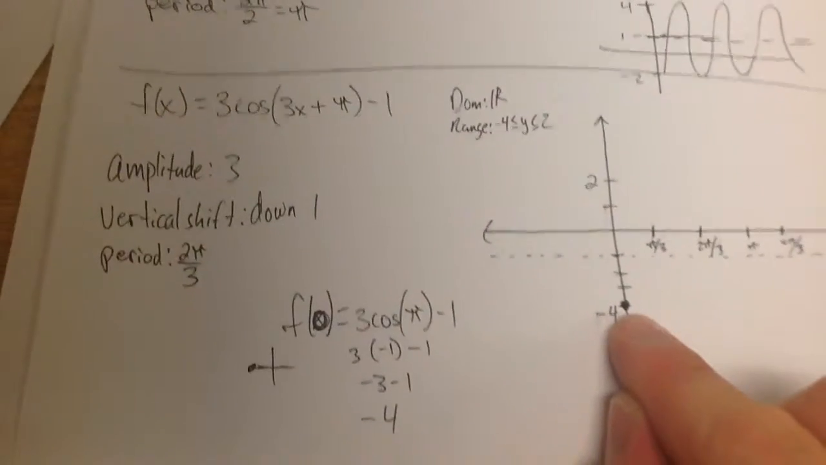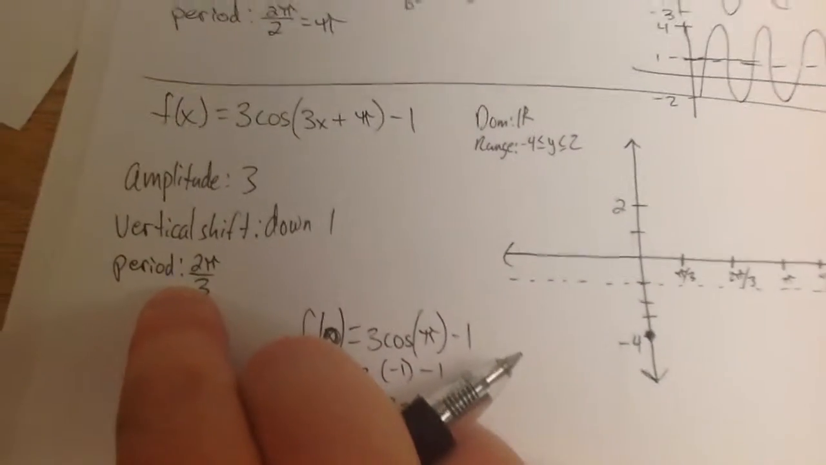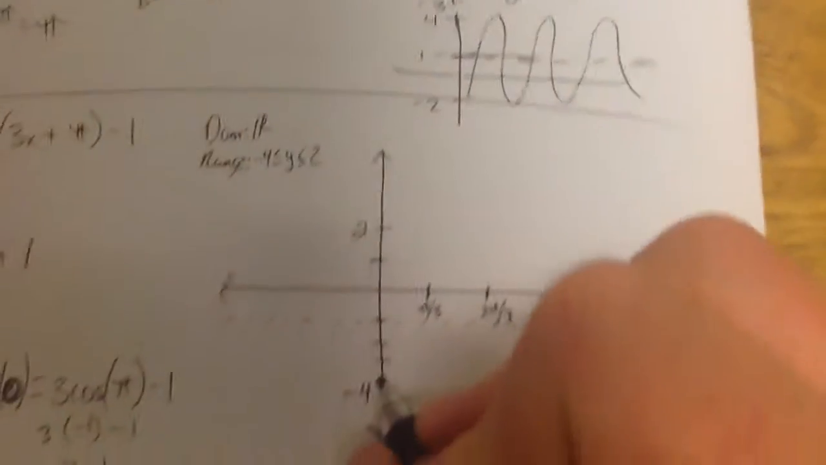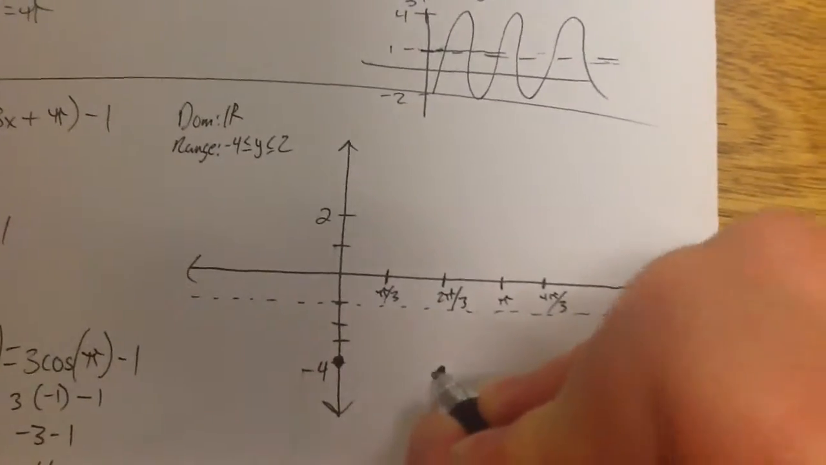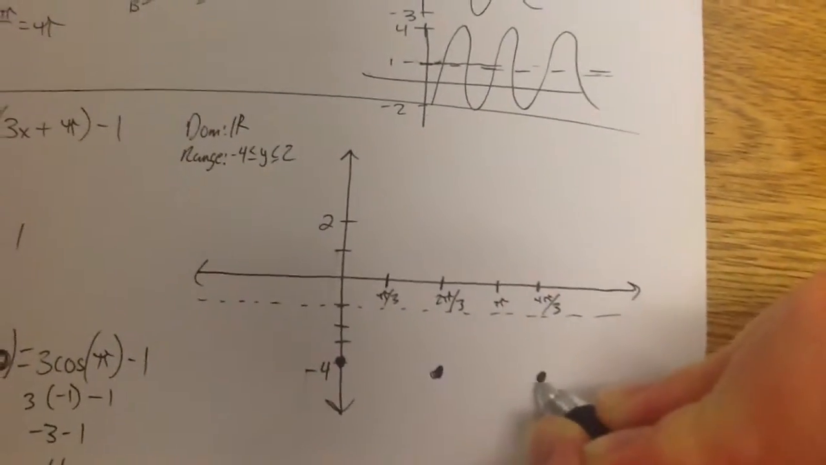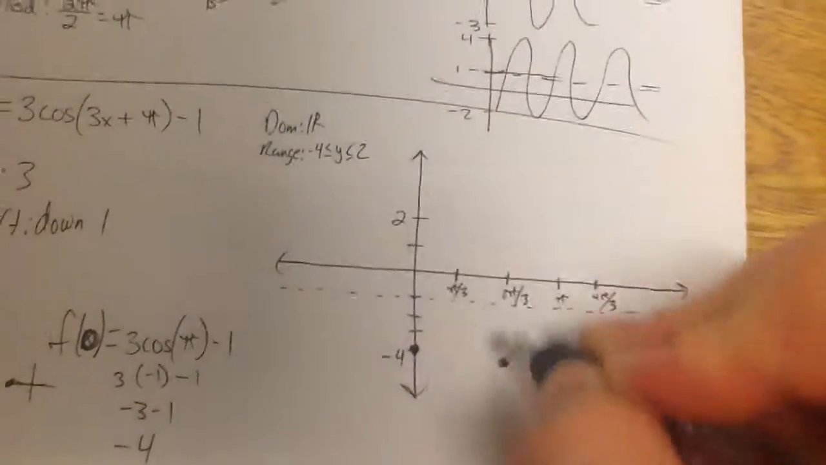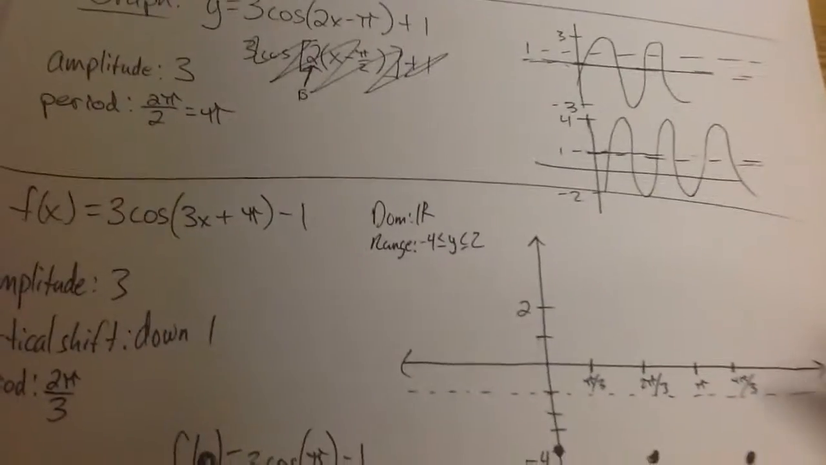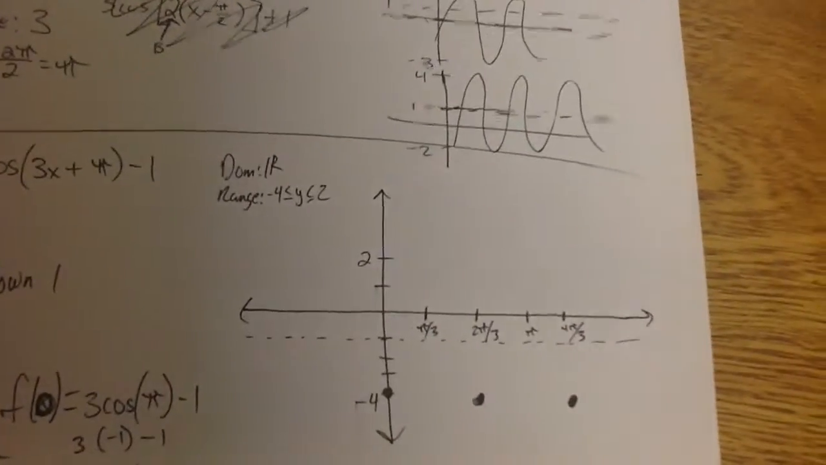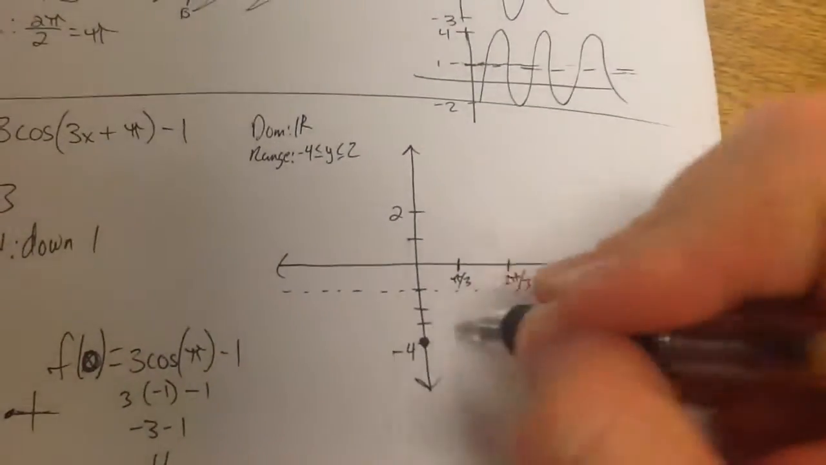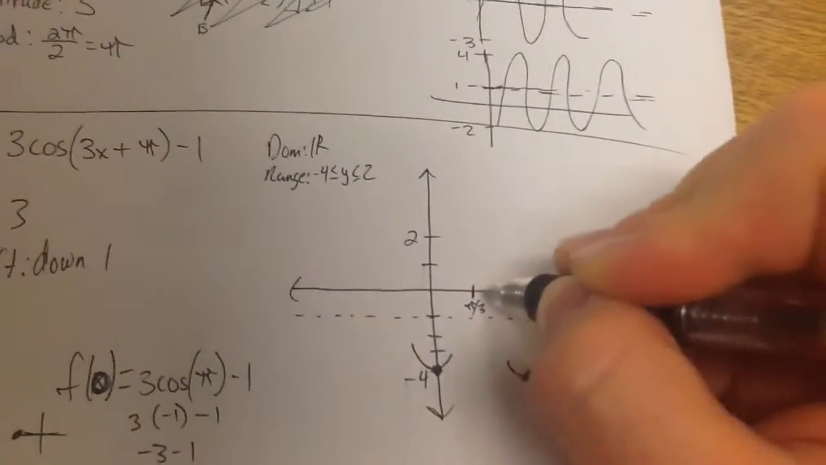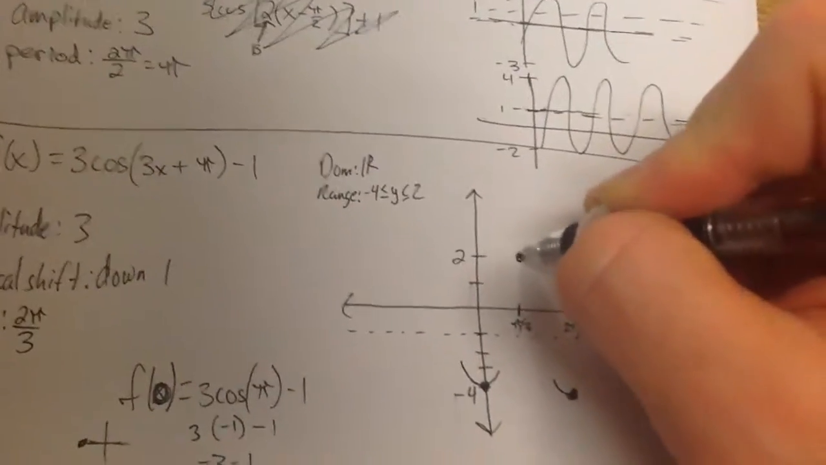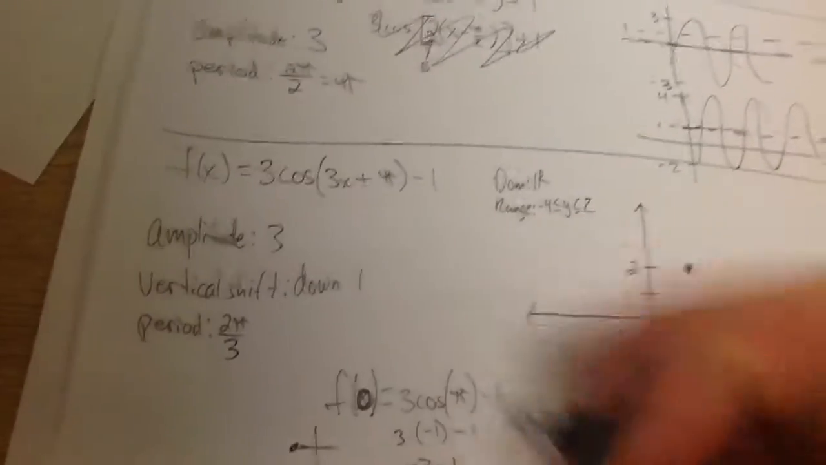Now that I have my first point, I also have another point. If I know my period's 2 pi over 3, that means it repeats every 2 pi over 3. So here's the negative 4. That means that at 2 pi over 3, I'm going to be back at negative 4. At 4 pi over 3, I'm going to be back at negative 4. Those are going to be the bottoms of my hills, for lack of a better term. And really, I can almost do everything now. These are always symmetric, and they're going to peak right in the middle, so at pi over 3, I'm going to be at my highest point. We could check that, and we can plug in pi over 3, maybe we should.